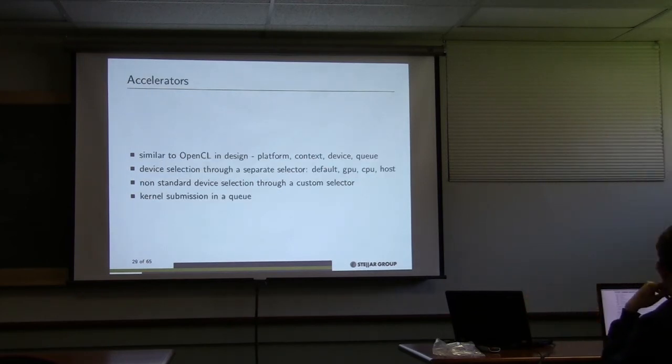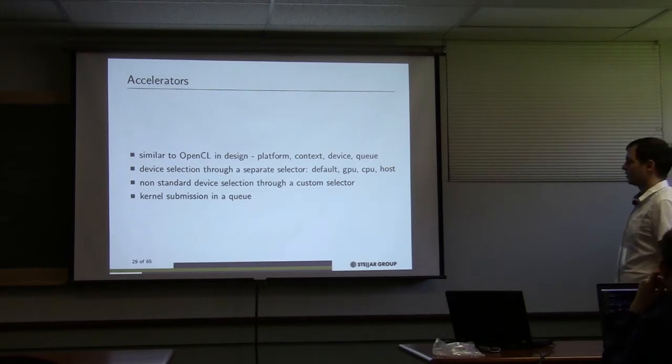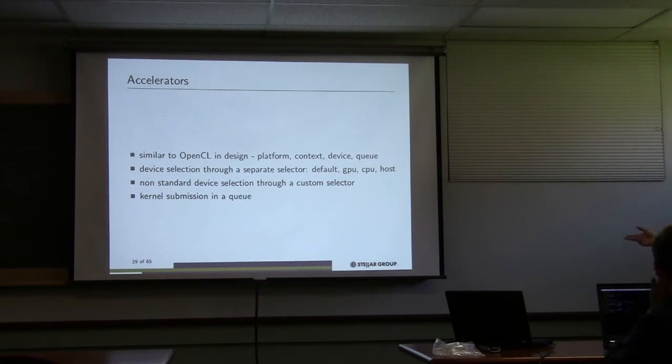SYCL, as I said, is very similar to OpenCL. So if you look at the standard, there are things which you already know from OpenCL, such as memory buffers, platforms, contexts, or devices. We do not select an accelerator, as in AMP; we have a selector class. There's default, GPU, CPU, host. Host is a CPU which runs the job and, for example, doesn't have any OpenCL support.